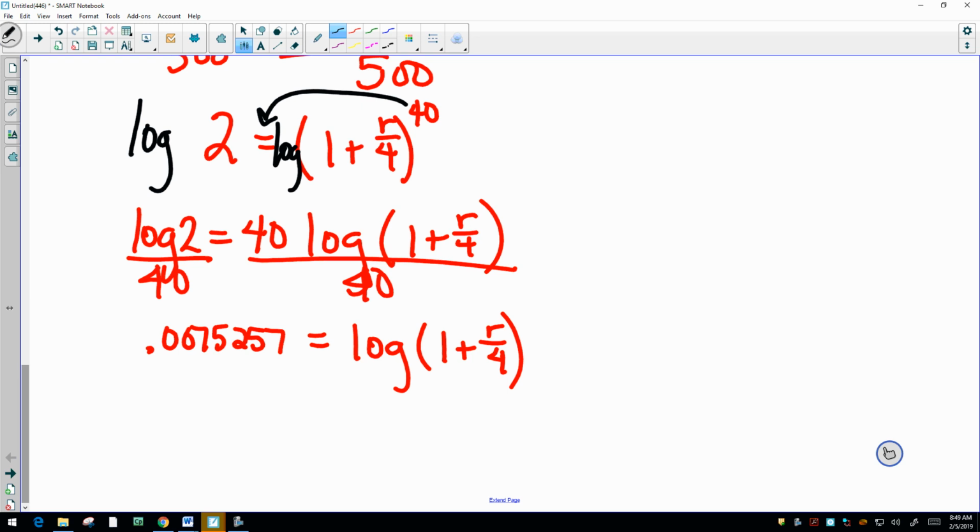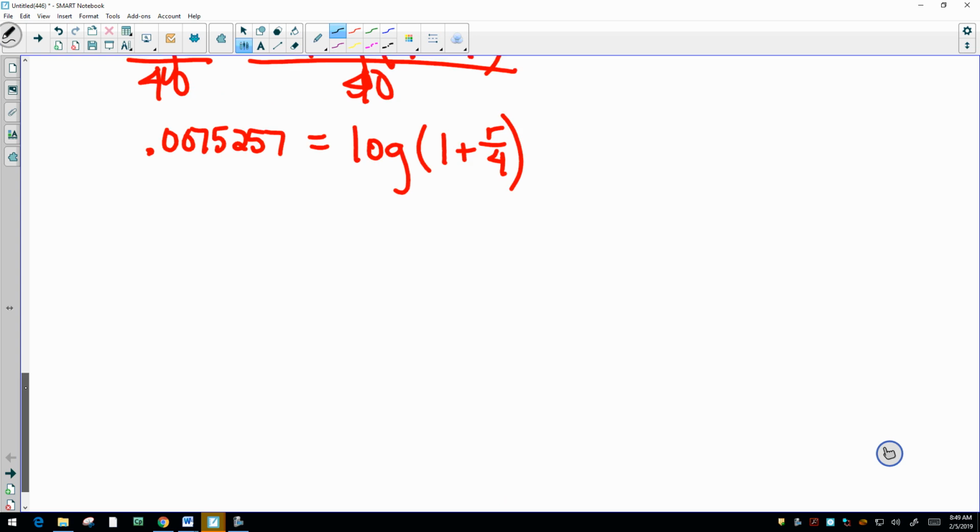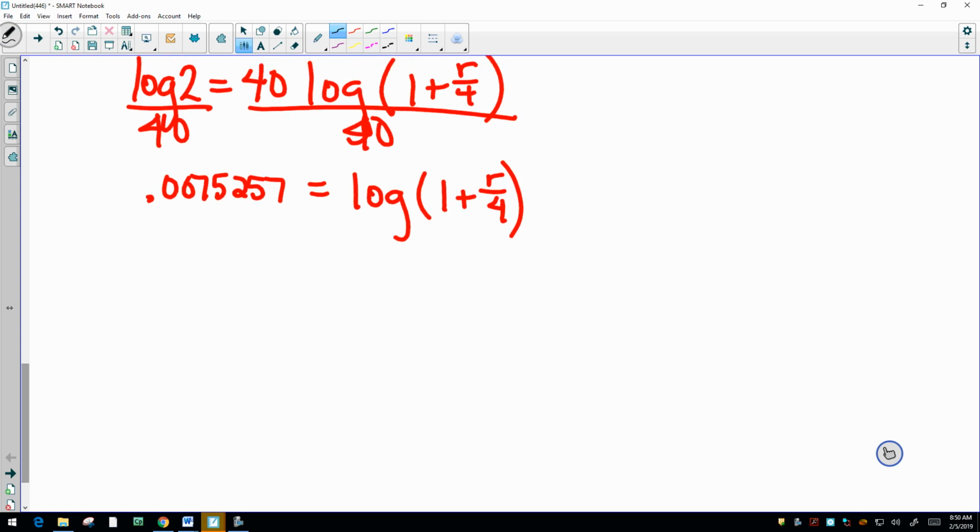Now, we want to get rid of this log. And keep in mind, this is a common log, log base 10. So what are we going to do? Well, in order to undo a log, I have to introduce its inverse. Well, if it's a log base 10, the inverse should be an exponential function base 10. So if I do that on one side, I do that on the other. These reduce out. I'm left with 1 plus r over 4 on this side.